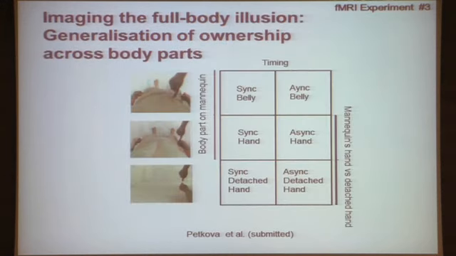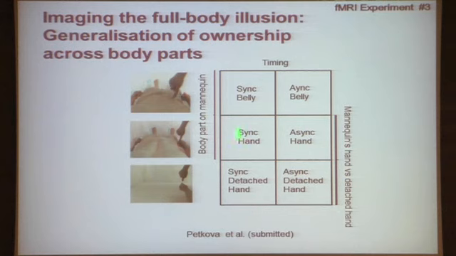Now, we're also very interested in what the difference is between the rubber hand illusion and this full body illusion. Are they just the same, or could there be some differences? Well, the generalization of ownership across the body is important. In the full body illusion, you feel that the whole body is yours. And this effect spreads from the stimulated body parts to all the parts of the body.